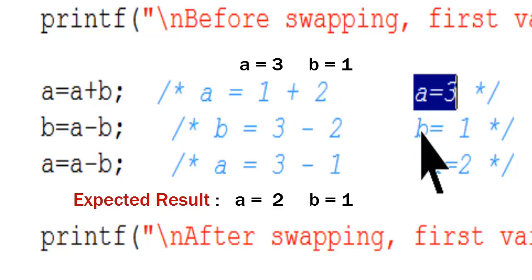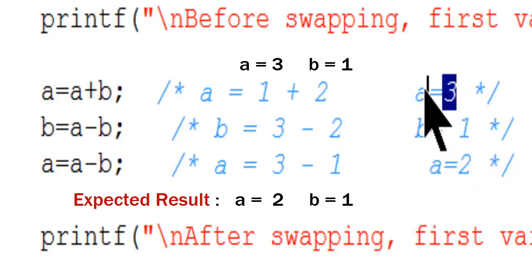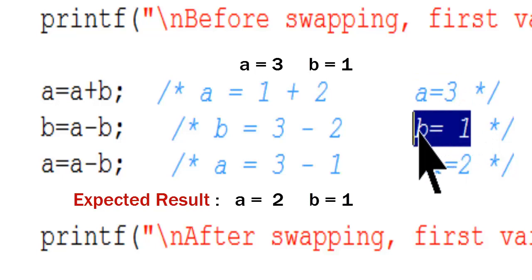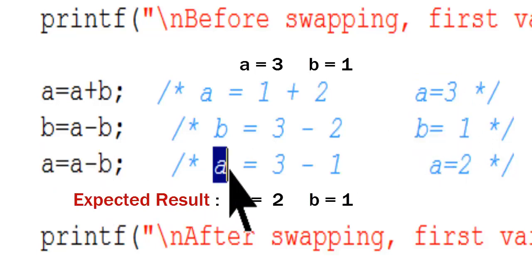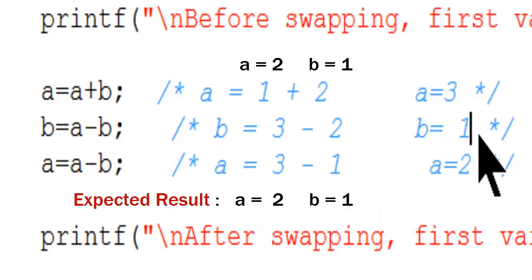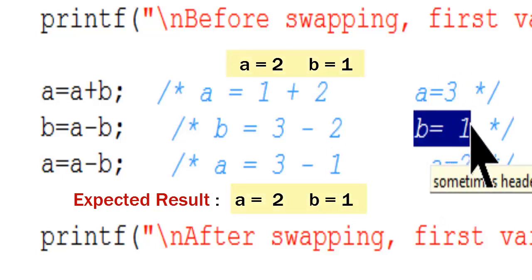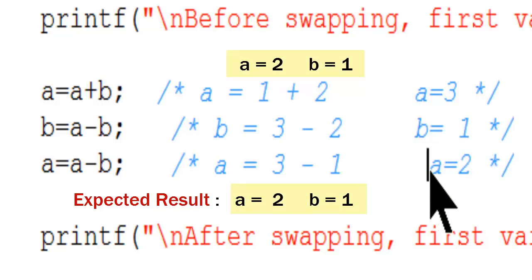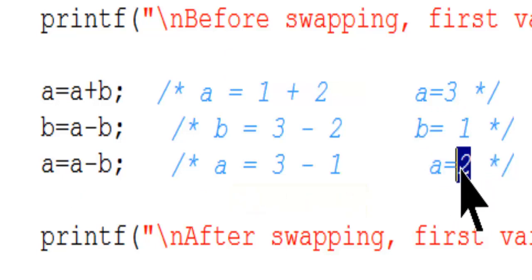Just look carefully at A value and B value and you'll get the next expression, that is A minus B. That's why I write A is equal to A minus B. That means A is equal to 3 minus 1. So I get the value of A as 2. Now I have swapped the value of B and made it 1, and I have made the value of variable A as 2. So we have exchanged the two values successfully.